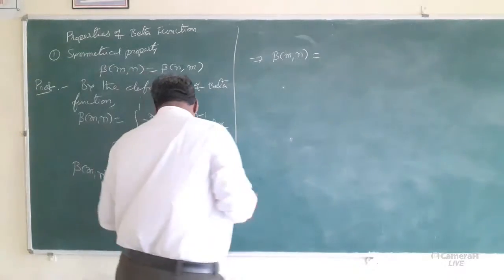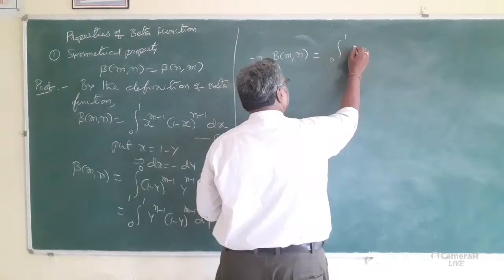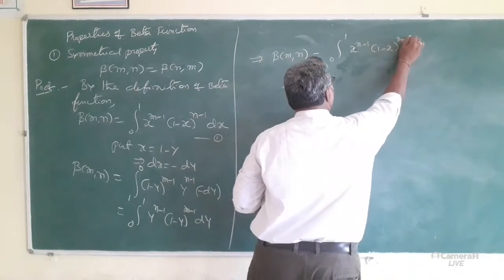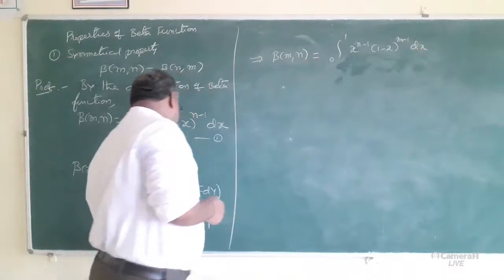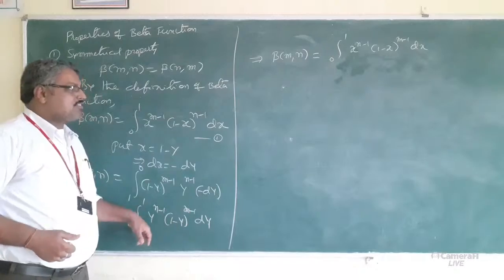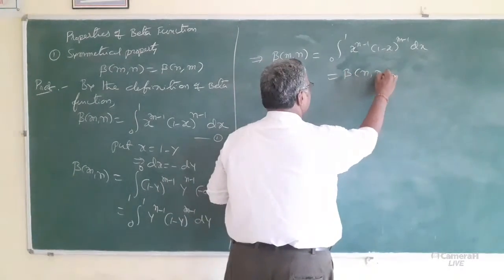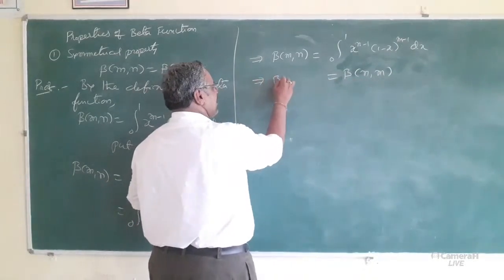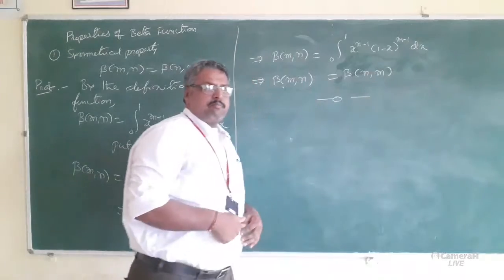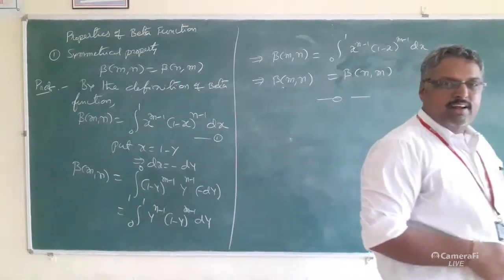So what happened? I will rewrite the expression: x power m minus 1, (1 minus x) whole power m minus 1 dx. For understanding, if you put x equals to y, dy becomes dx. You will get this expression. This is nothing but beta nm. Now what is the left hand side? Beta mn. Now finally we got beta mn equals beta nm. Symmetrical property of beta function.